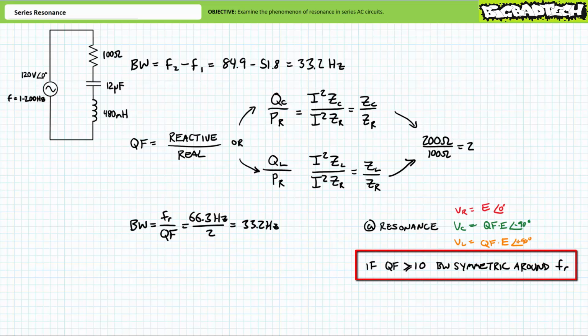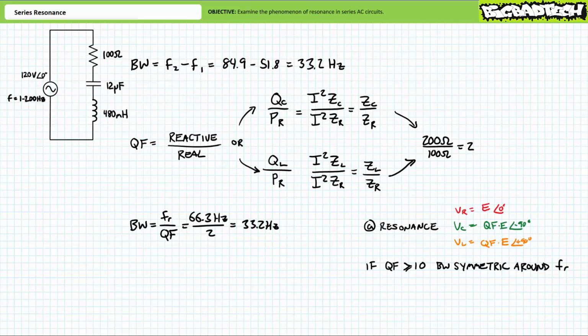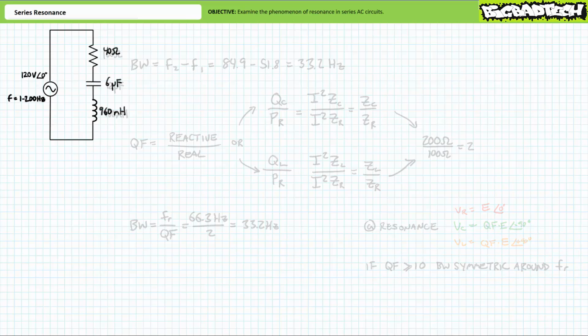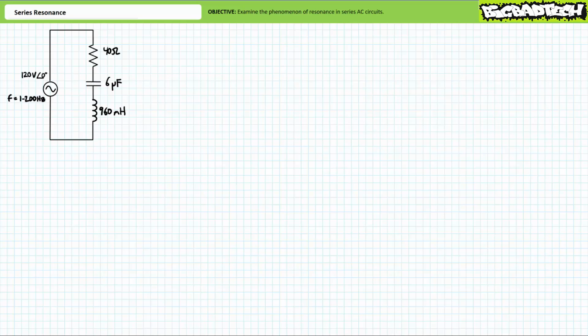Finally, when quality factor is determined to be 10 or greater, synonymous for a circuit with a super tight, very narrow bandwidth, it's relatively safe to assume that the lower and upper half power frequencies are indeed symmetric and equidistant from the resonant frequency. This obviously wasn't true for our initial example. However, consider a series circuit employing a 40 ohm resistor, a smaller capacitor with a capacitance value of 6 microfarads, and a larger inductor with a value of 960 millihenries.